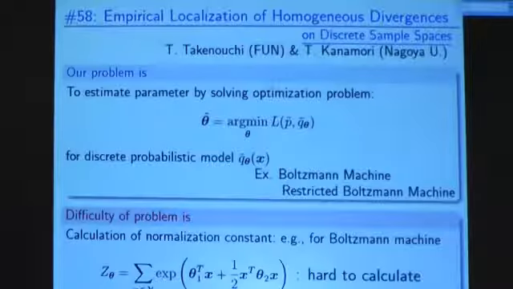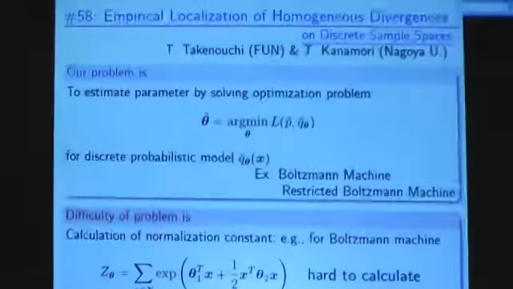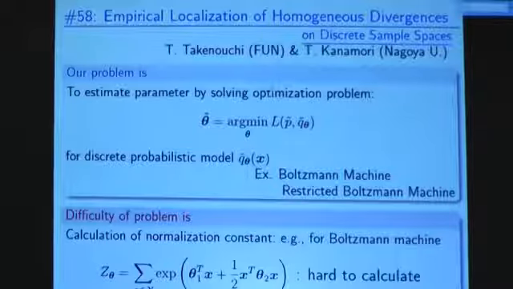Hi, everyone. The title of the poster is Empirical Localization of the Homogeneous Divergence on Discrete Sample Space. I'm Takashi Takenouchi from Future University Hakodate, and this is joint work with Takafumi Kanamori. The purpose of this poster is to estimate parameters by solving this kind of optimization problem. L is a loss function, and P tilde is the empirical distribution of the data set. And Q bar theta is a discrete probabilistic model, such as a Boltzmann machine or restricted Boltzmann machine.